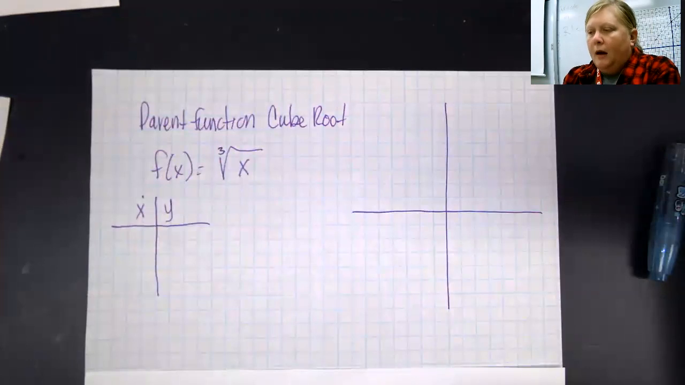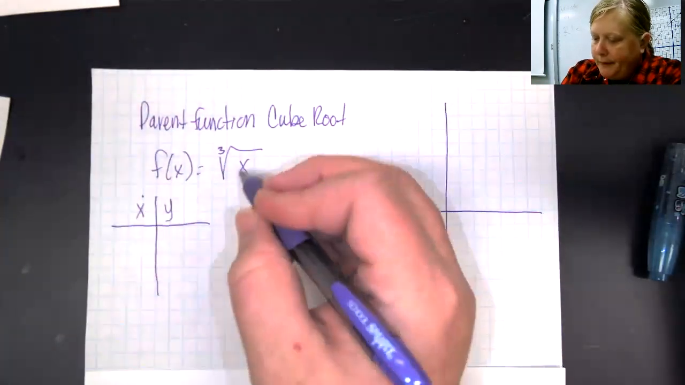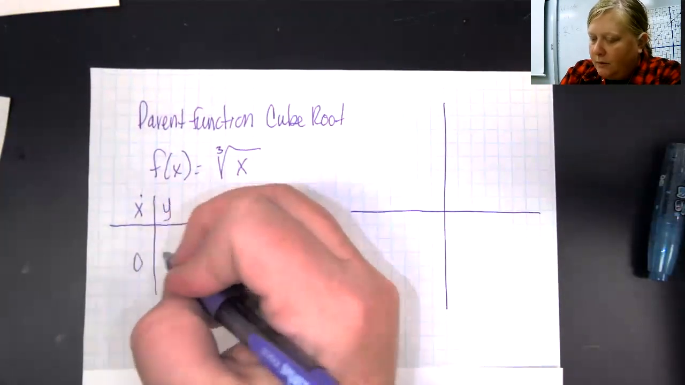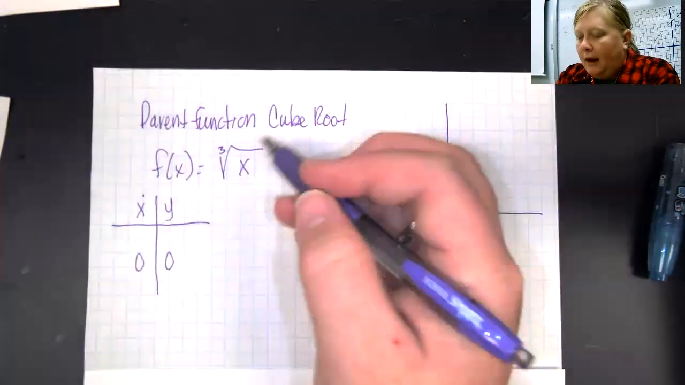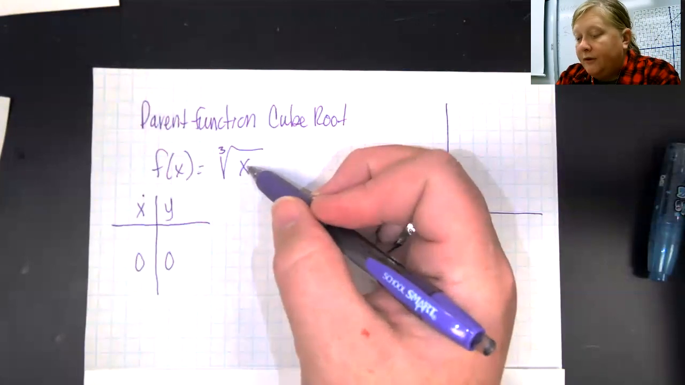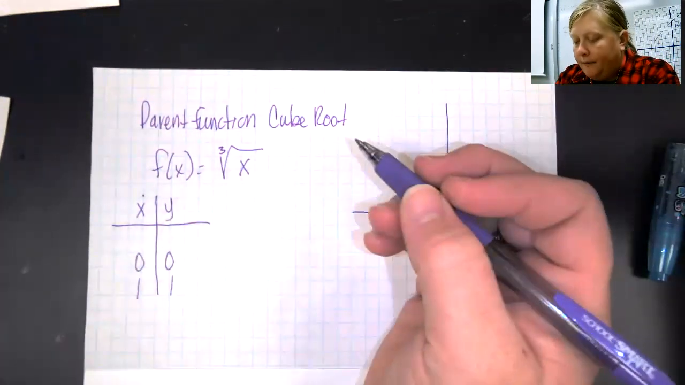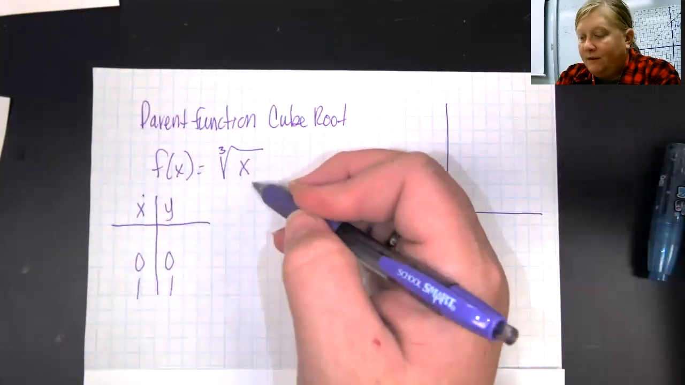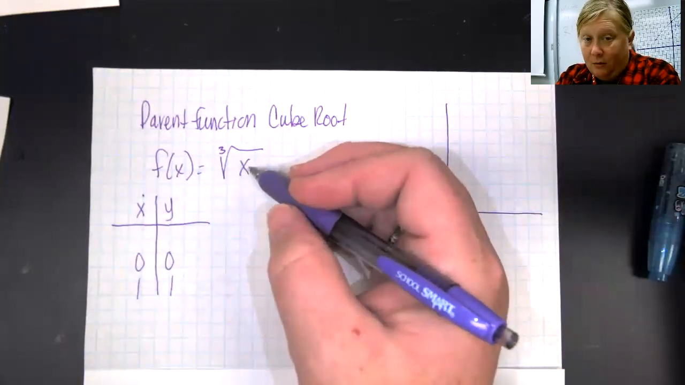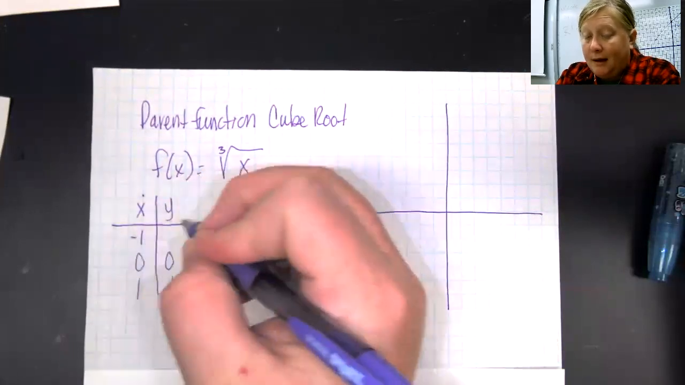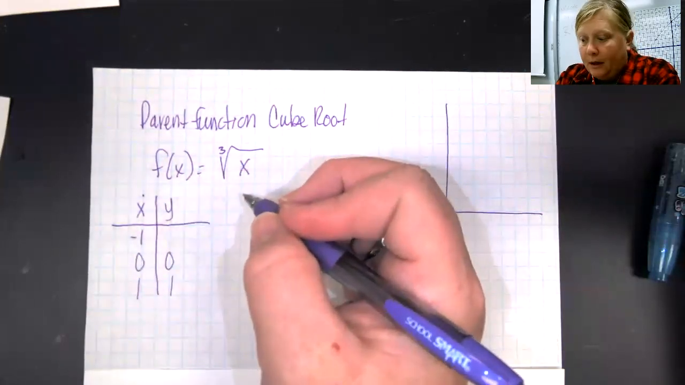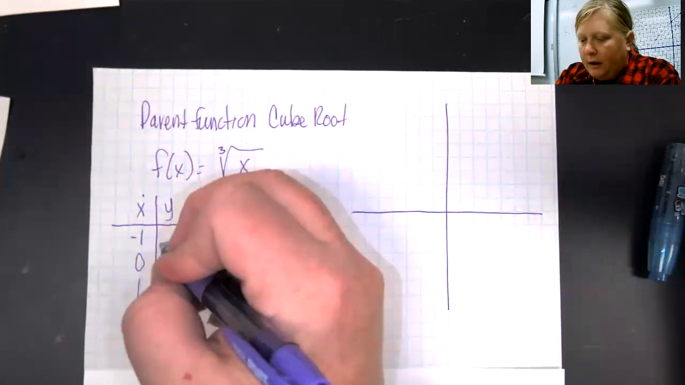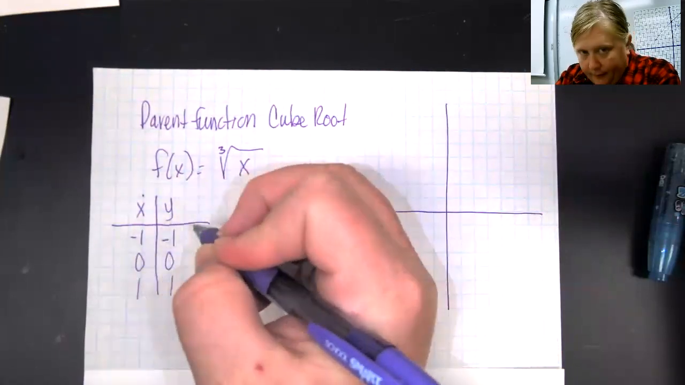If you plug in the cube root of 0, you get 0. And the cube root of 1 is 1. The other one I like to use on this, I don't like to use 4 because 4 doesn't have a nice cube root. I like to use negative 1, and that's the weird part. So the cube root of negative 1 is negative 1.